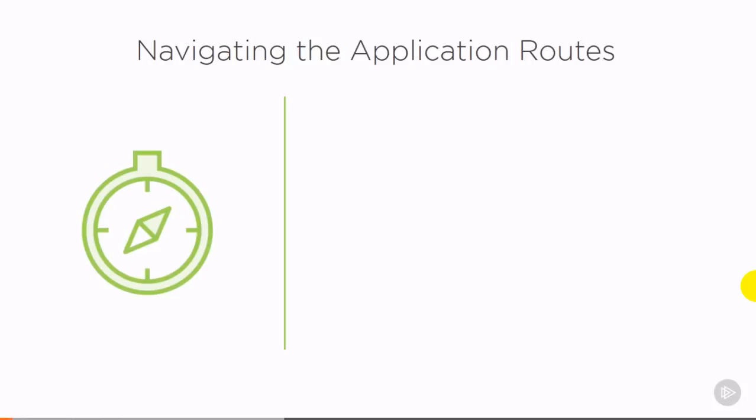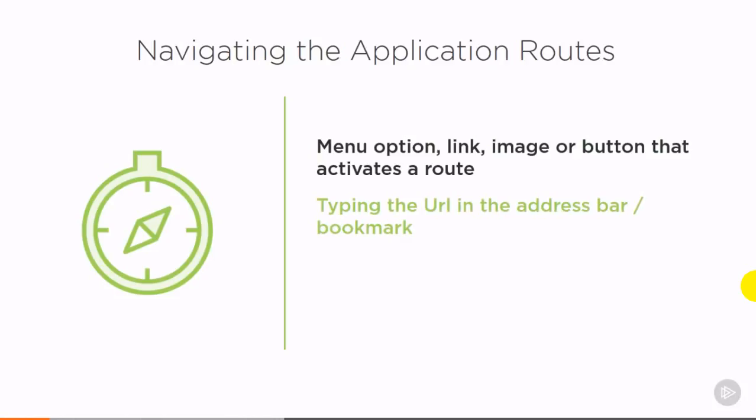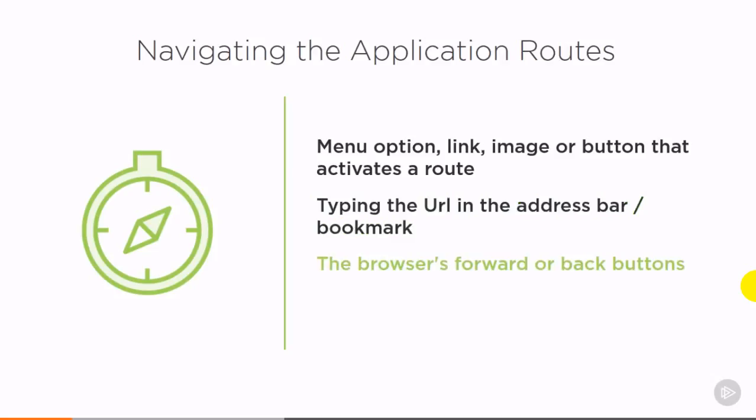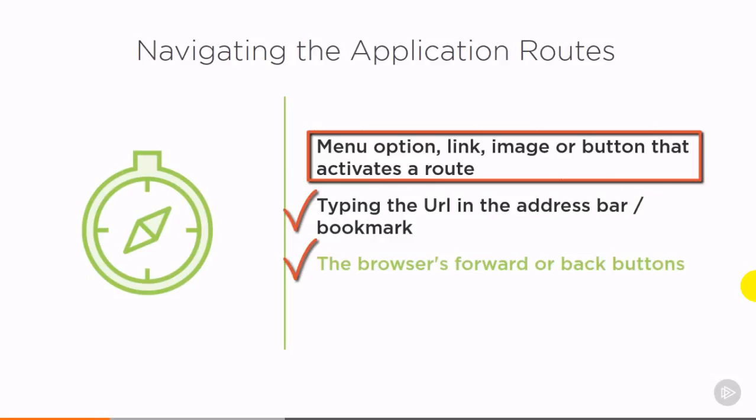With routing, the user can navigate through the application in several ways. The user can click a menu option, link, image, or button that activates or navigates to a route. The user can type the associated URL segment in the address bar after the application URL, or use a bookmark to that URL. Or the user can click the browser's forward or back buttons. The route configuration handles the URLs, so the last techniques will just work. We need to handle the first technique by tying routes to the user actions.